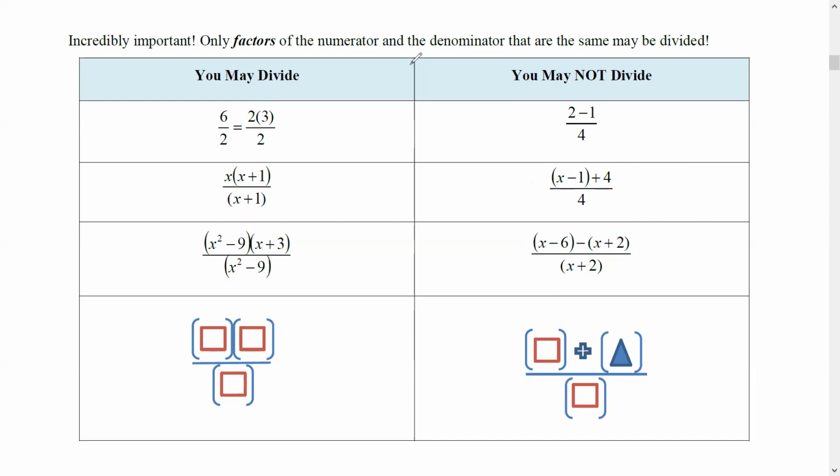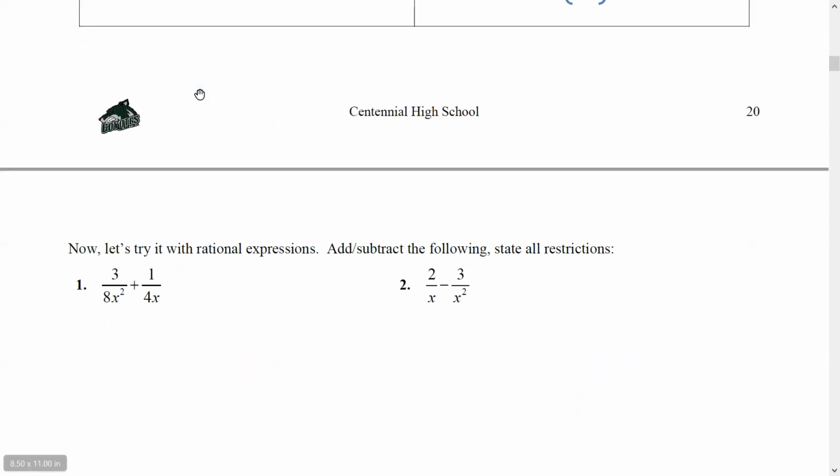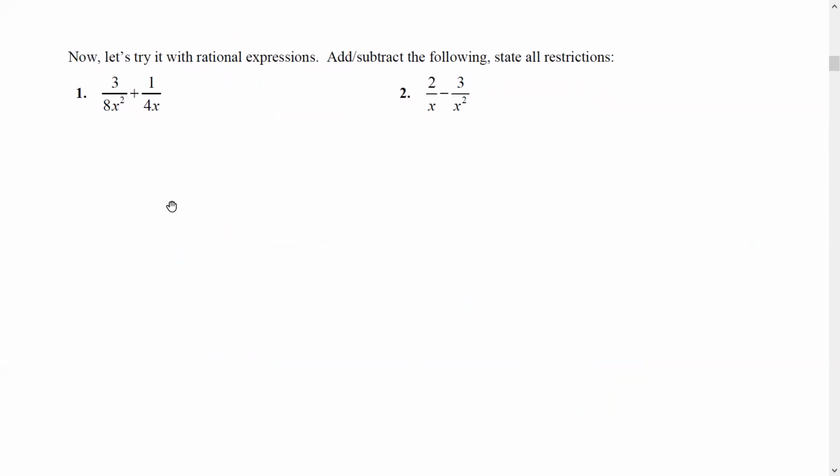Hopefully, you don't kill any kittens as we go through this. So, let's try grade 12.